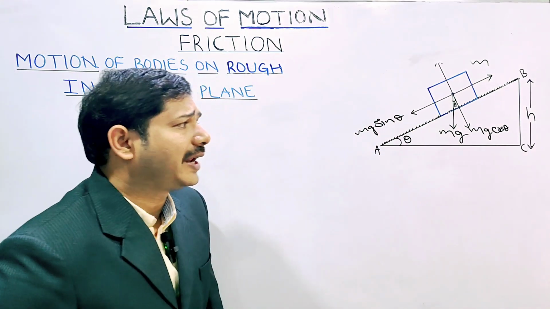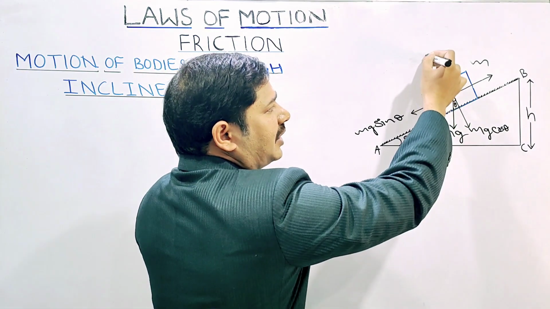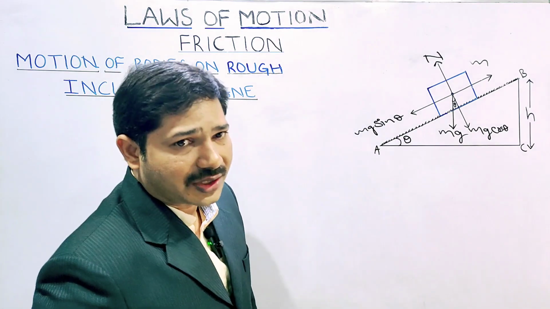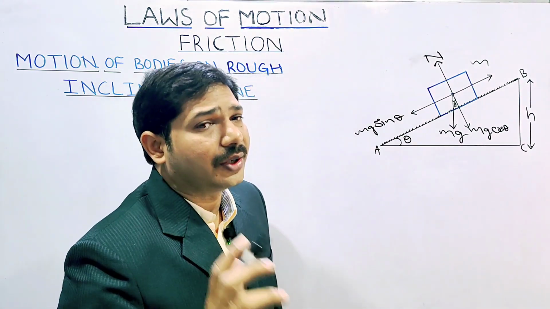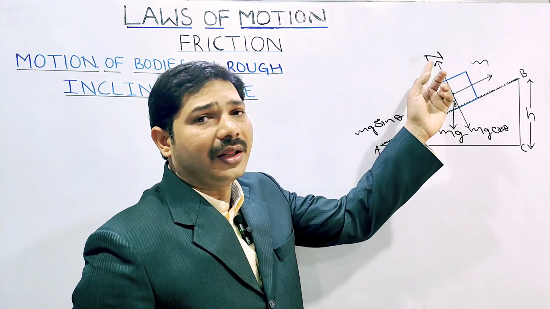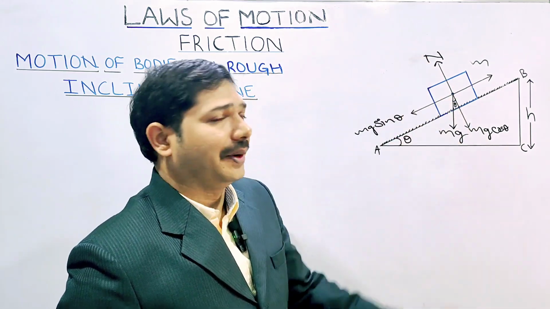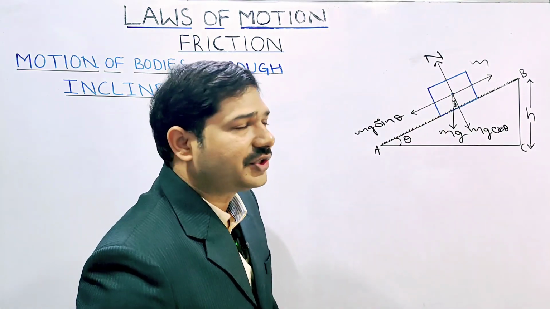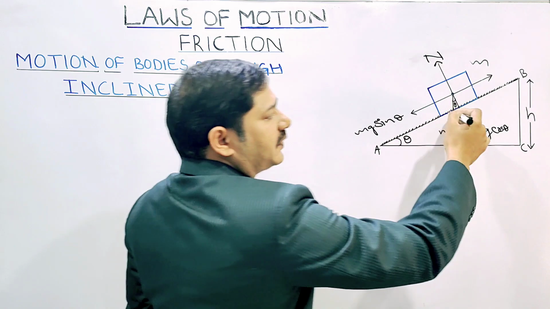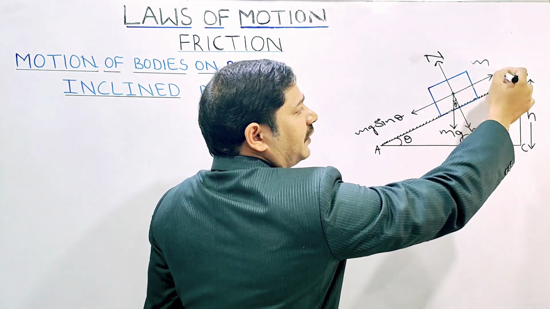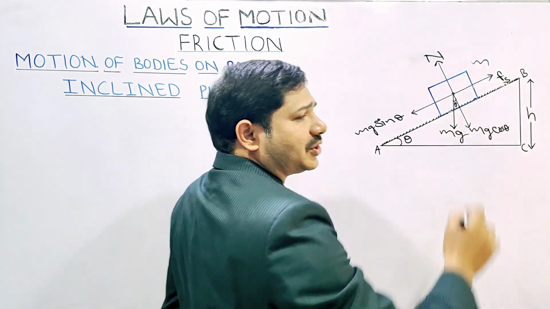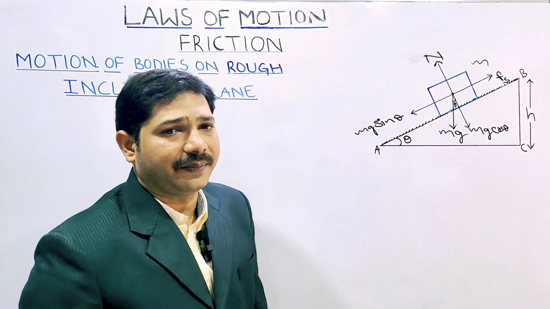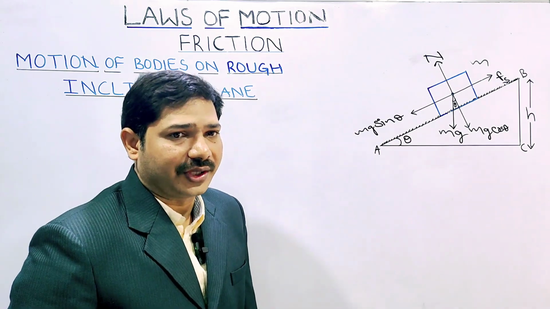Here the normal reaction, the force perpendicular to the plane, is called the normal reaction. It always acts perpendicular to the plane, denoted N. Then the opposing force is the frictional force, which acts against the motion. For a body at rest we take Fs, and if the body is sliding we take Fk, the kinetic friction.